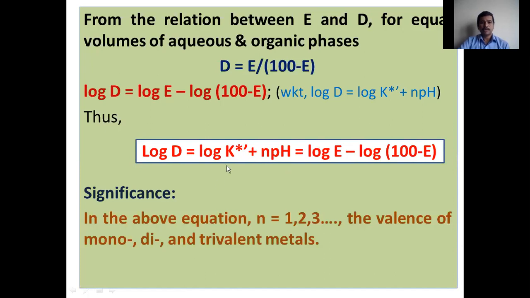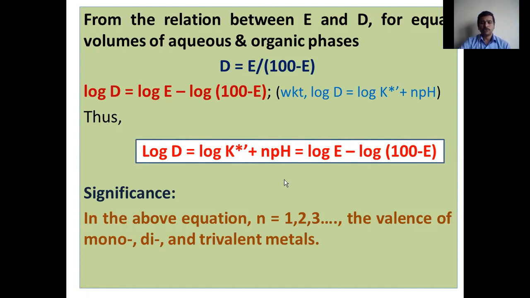Thus, log D is equal to log K star dash plus N into pH, which is equal to log E minus log of (100 minus E). So here, log D is equal to log K star dash plus N into pH is very, very significant. In what way? It is very important to understand here.